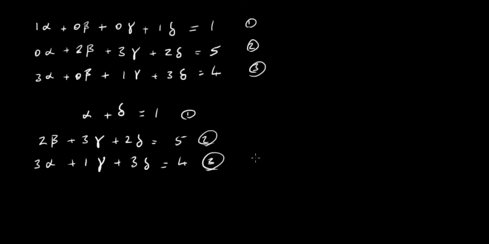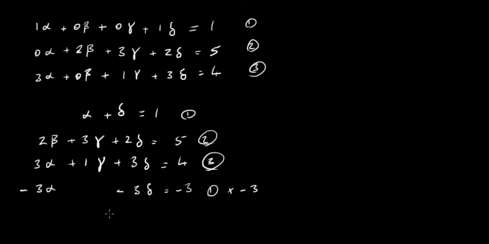Okay, so what I'm going to do then is take equation 1 and multiply it by minus 3. So equation 1 multiplied by minus 3, and I'm going to put that underneath here. So that will give me minus 3 alpha, and I'm going to get minus 3 delta. And that's going to give me here just minus 3.